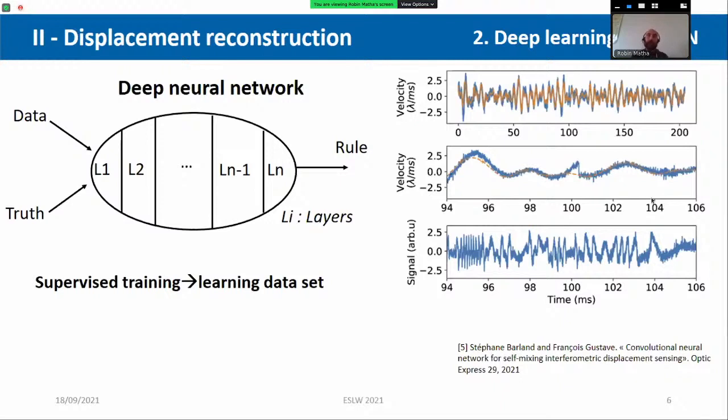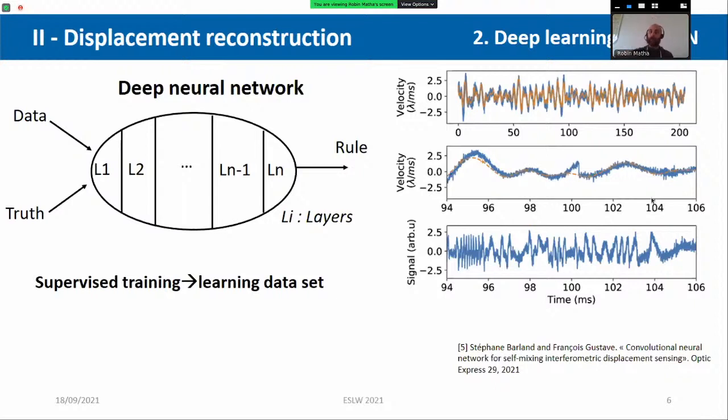So deep learning is efficient, but it first needs a supervised training. You first have to give it data and the corresponding truth. It learns its own rule, and after that you can test it on an unknown signal.